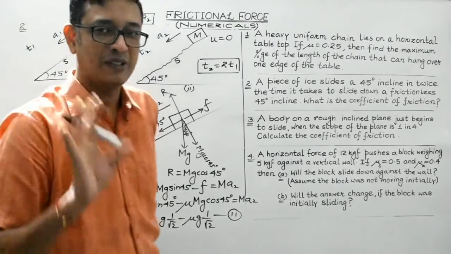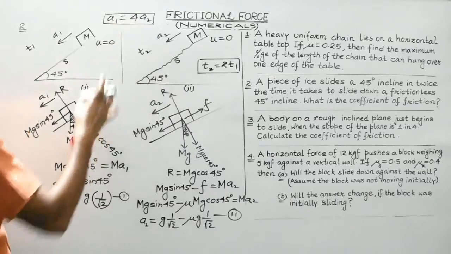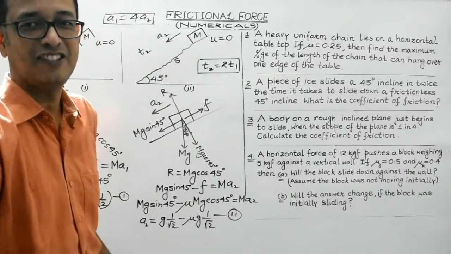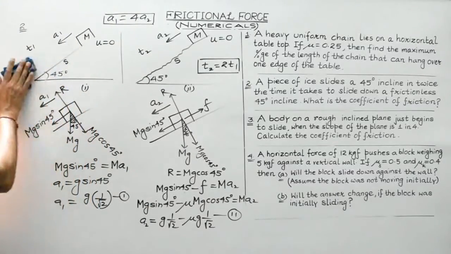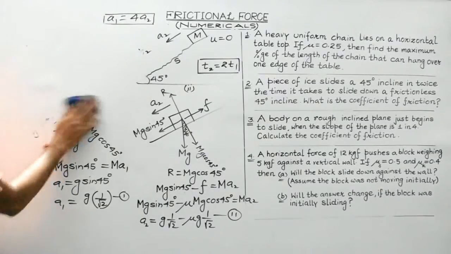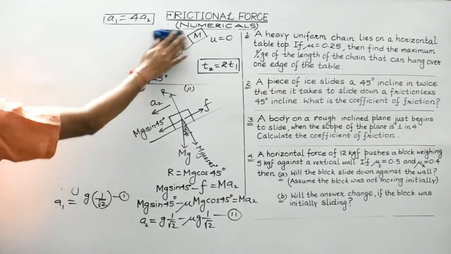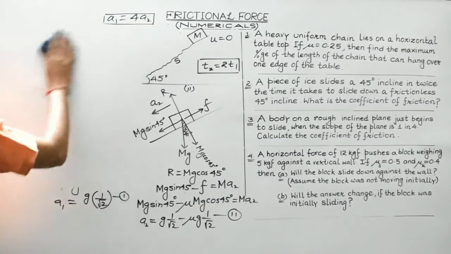Now students, the last step. Simply substitute this value of A1 and A2 over here and we should get the result. Right? So let's try to find out the coefficient of friction then. Simply substitute the values of A1 and A2 in this particular equation.